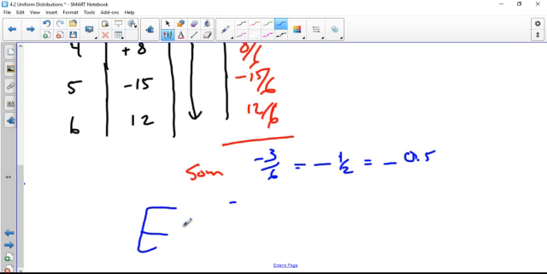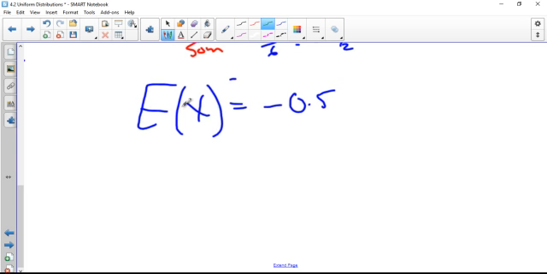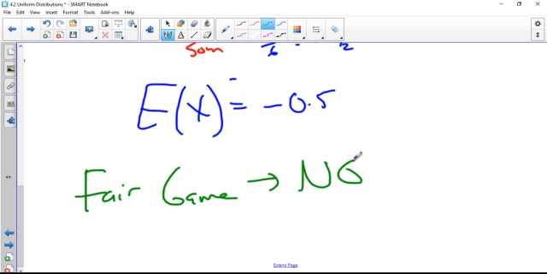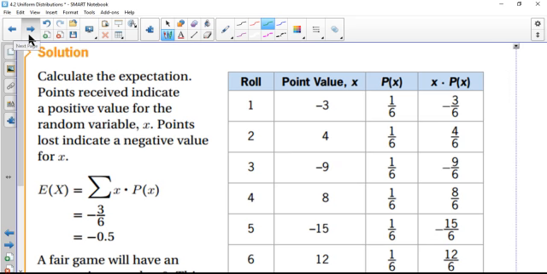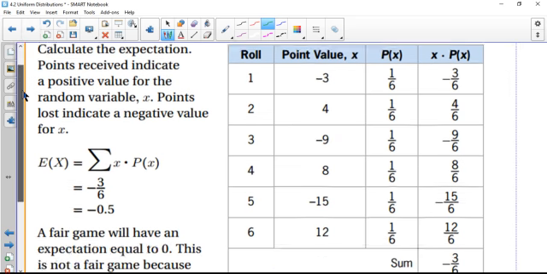Expected value turns out to be -0.5. So is this a fair game? The boys in the back are saying, yep, 100%. But no, not a fair game. If it was going to be a fair game, this would have to be 0. And that's what they did.